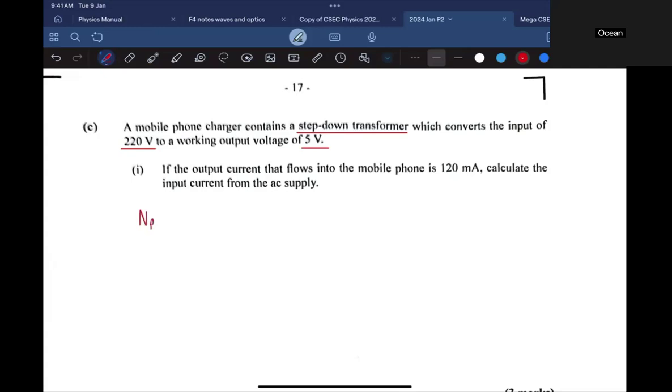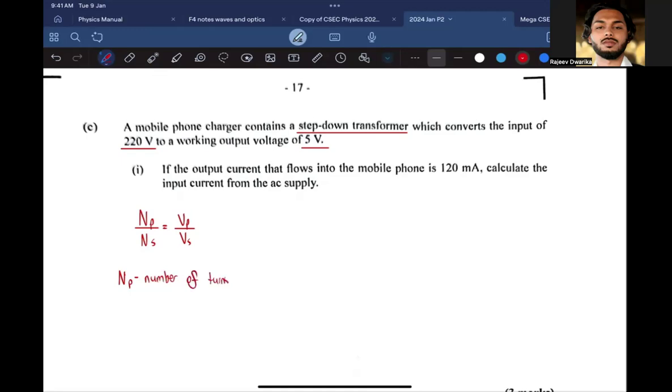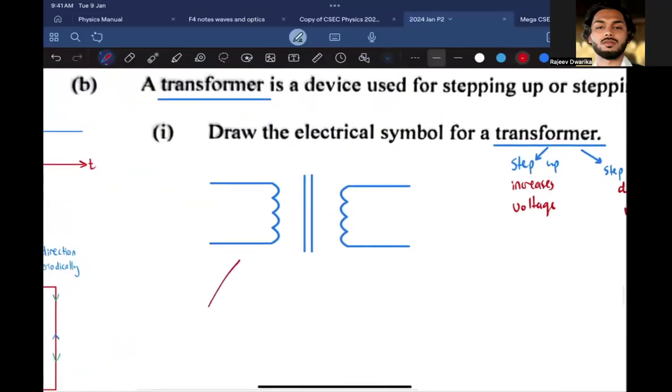NP over NS equals VP over VS. Right? For those who don't know, N stands for the number of turns, so NP would be the number of turns in the primary. So if NP is the number of turns in the primary, what would NS be?